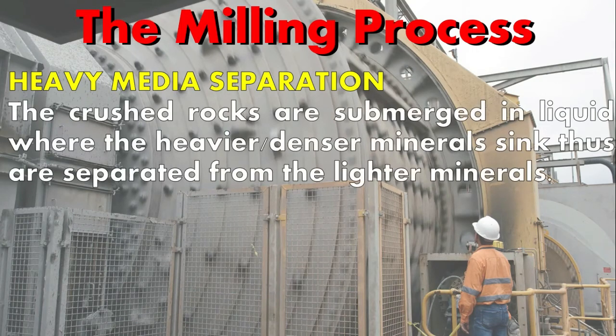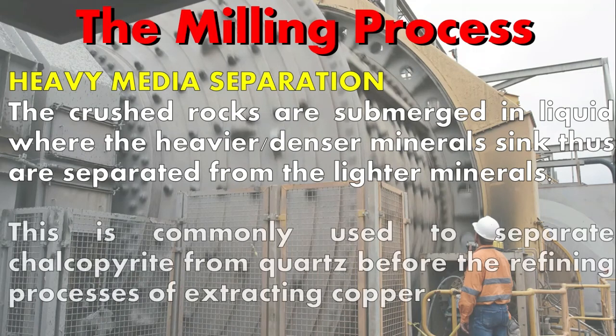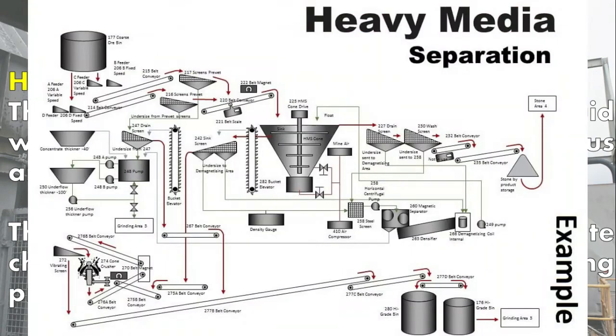We have the heavy media separation. So the crushed rocks are submerged in liquid where the heavier or denser minerals sink, thus are separated from the lighter minerals. So it's just like liquid-liquid extraction in chemicals. It would depend on the density of the substance. This is commonly used to separate chalcopyrite from quartz before the refining processes of extracting copper. This is how heavy media separation is done.